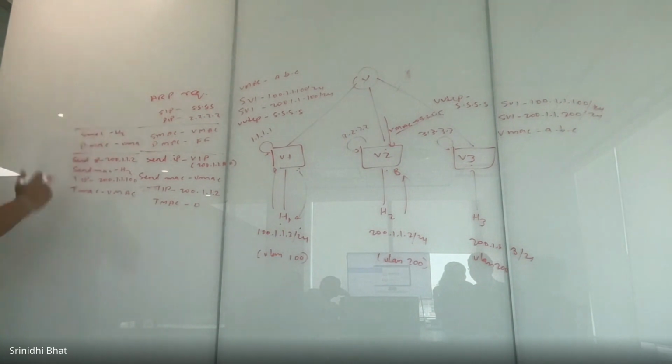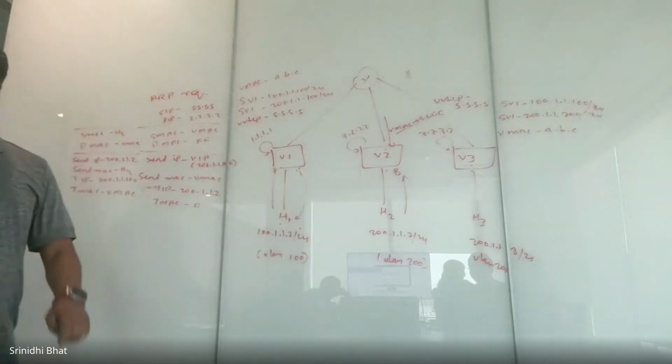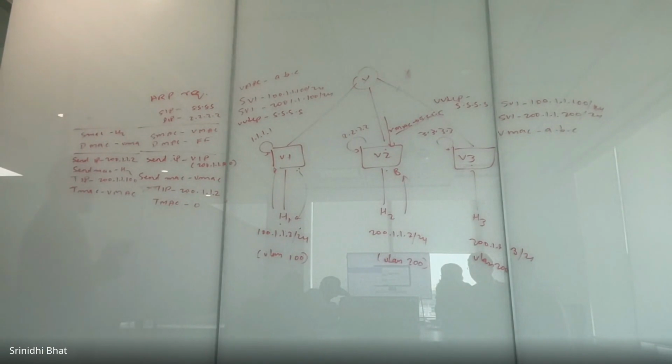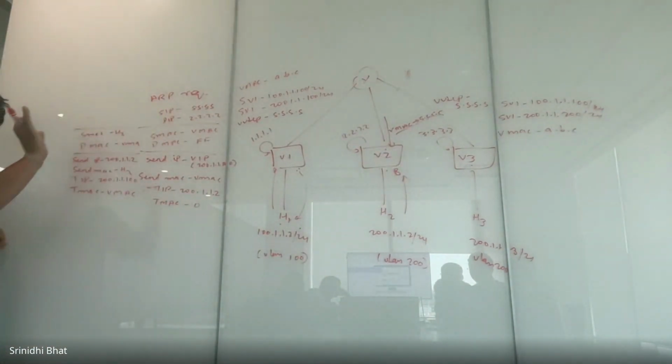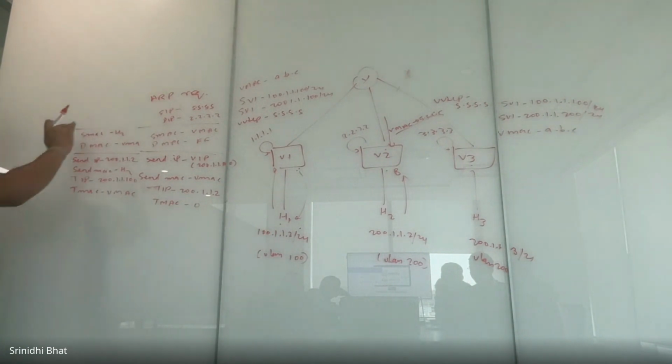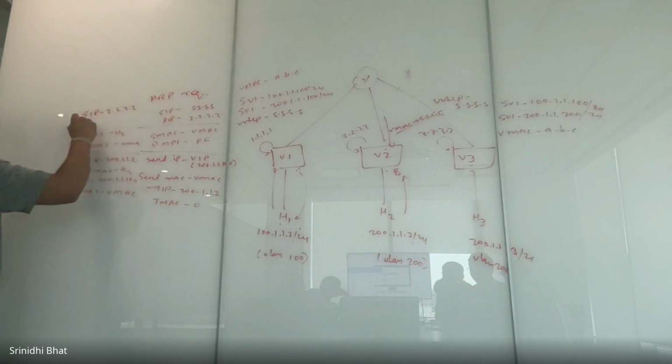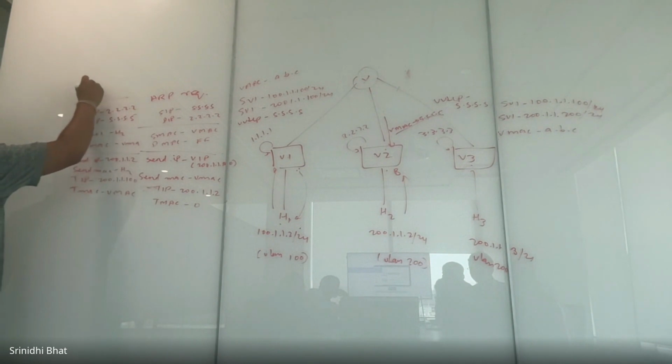ये ARP reply अब V2 में आएगा. V2 क्या करेगा? Destination MAC is VMAC and it knows that it is learned on VXLAN interface, so we send it out on VXLAN interface. It is mapped to 5555. It will encapsulate. क्लियर है ना? तो source IP क्या होगा? 2.2.2.2. Destination IP 5555. Outer source MAC will be V2 and destination MAC will be spine.